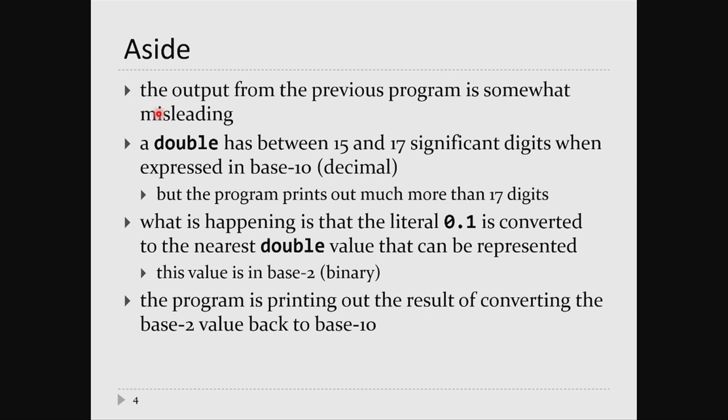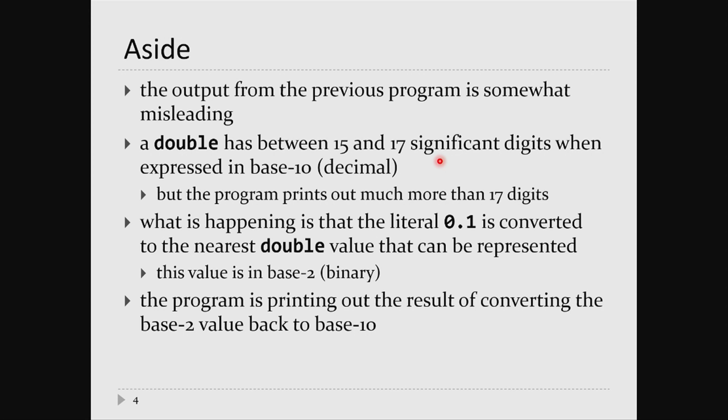Okay. Now, when you run that program, hopefully you run that program at some point, you have to be a little bit careful about interpreting the output. A double value, if you convert that value to decimal, so base 10, you only get between 15 and 17 significant digits. But when you run that previous program, you get a lot more digits printed out. So you have to be careful about that.